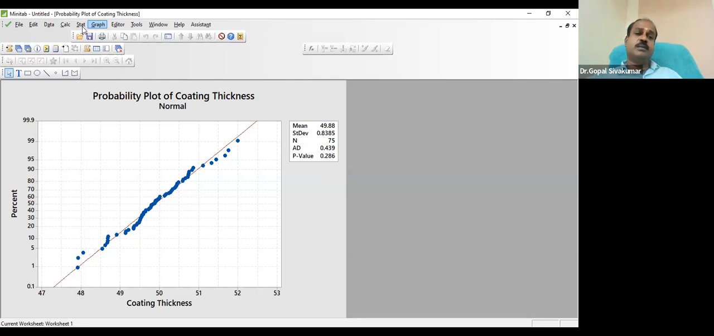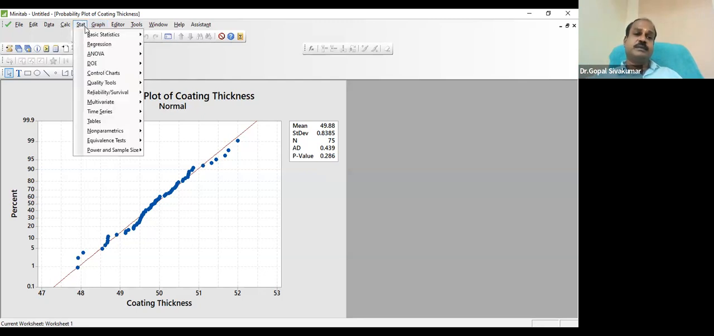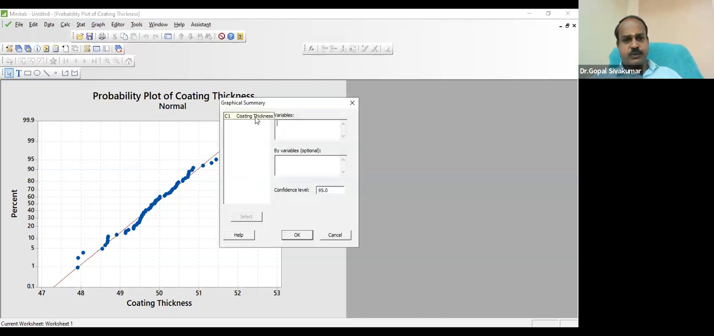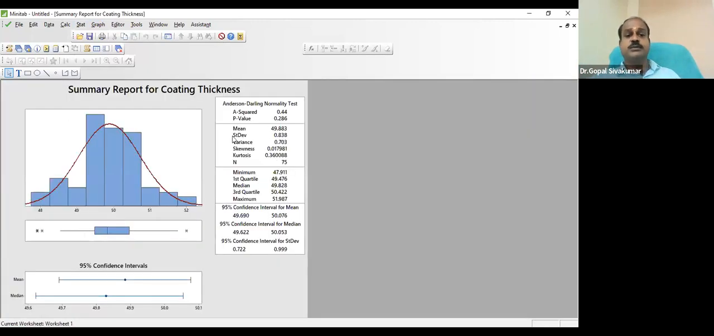Alternate way of running the normality test is Basic Stat, Graphical Summary, coating thickness. Now, both will happen simultaneously. Histogram also will come. P-value will also come. You see here, histogram has come. Your p-value has come.